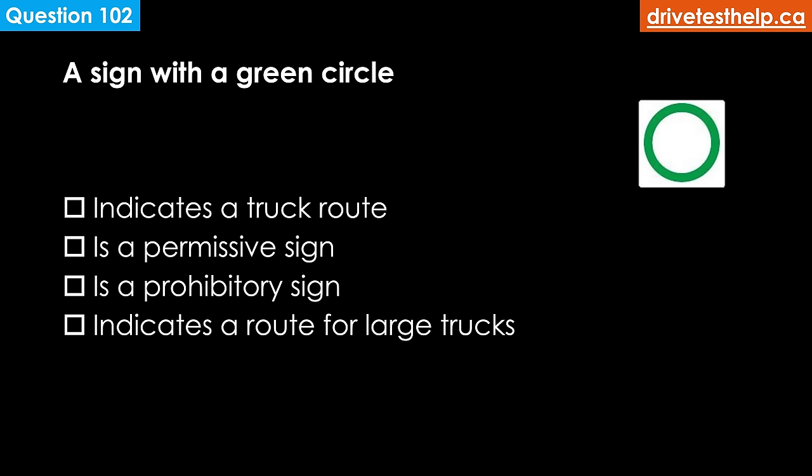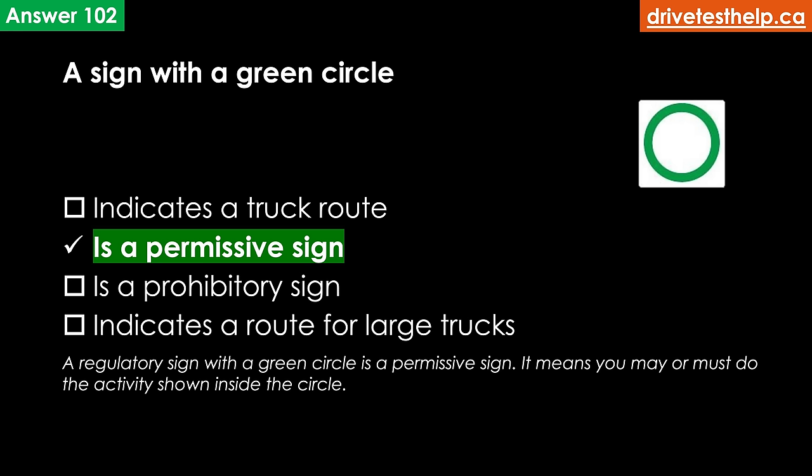A sign with a green circle indicates a truck route, is a permissive sign, is a prohibitory sign, indicates a route for large trucks. The correct answer is a permissive sign. A regulatory sign with a green circle is a permissive sign. It means you may or must do the activity shown inside the circle.